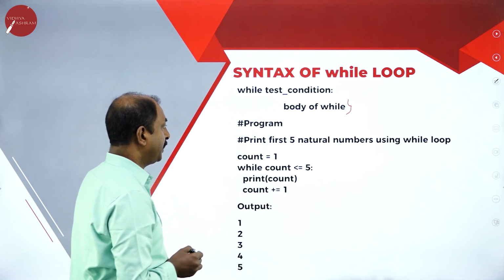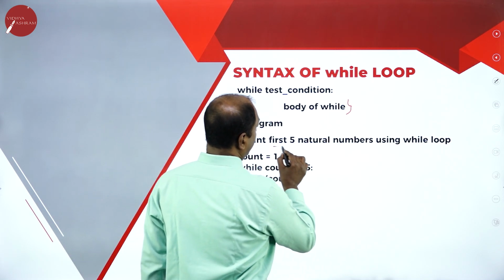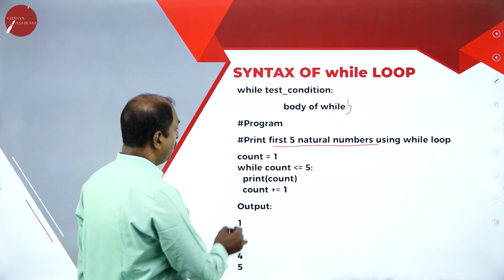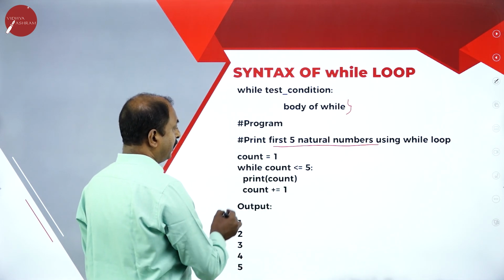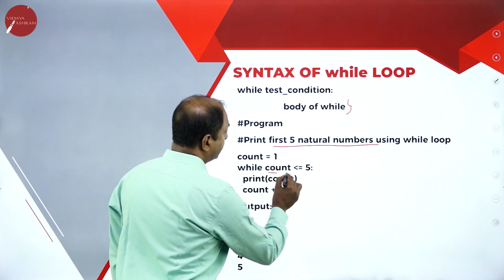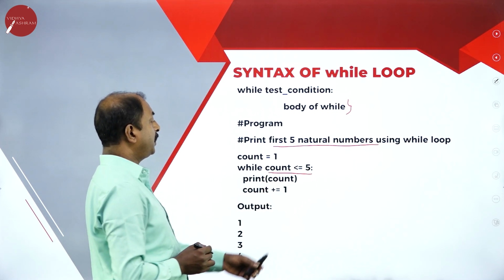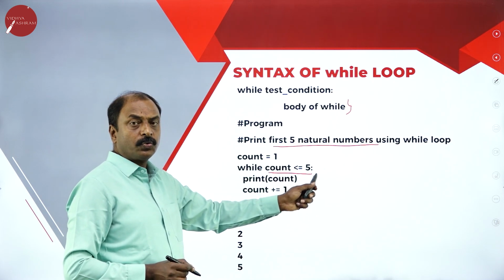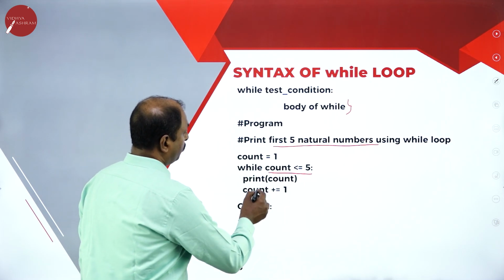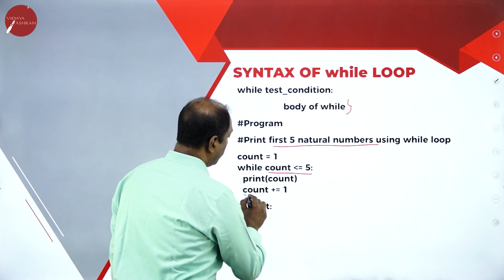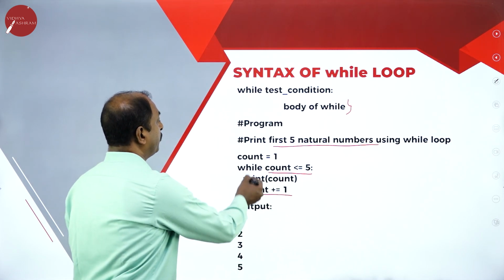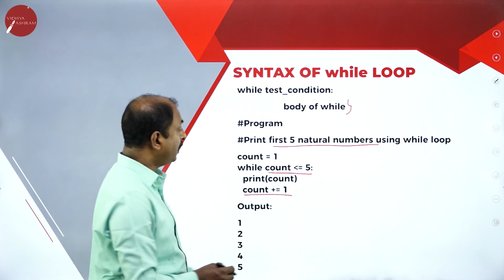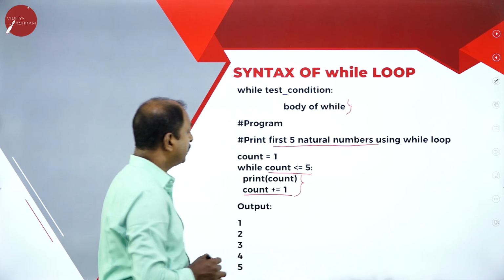Now look at the example here: print the first 5 natural numbers using a while loop. At the beginning, we say count equals 1, and then while count is less than or equal to 5. This is the while condition. If the condition is true, what is to be done? We have to print count, then count equals count plus 1. We have to increment the count value. This is another important statement here.